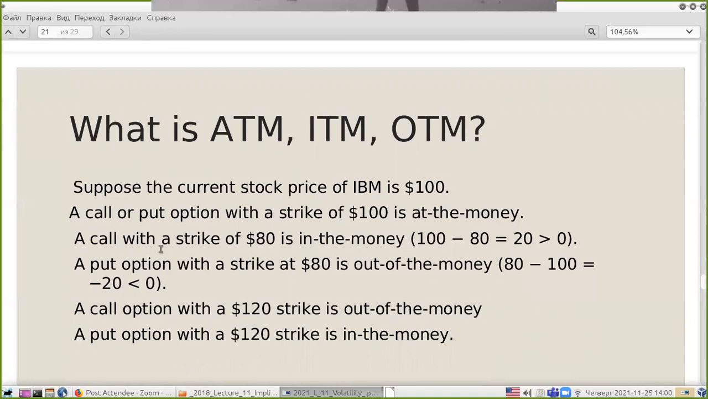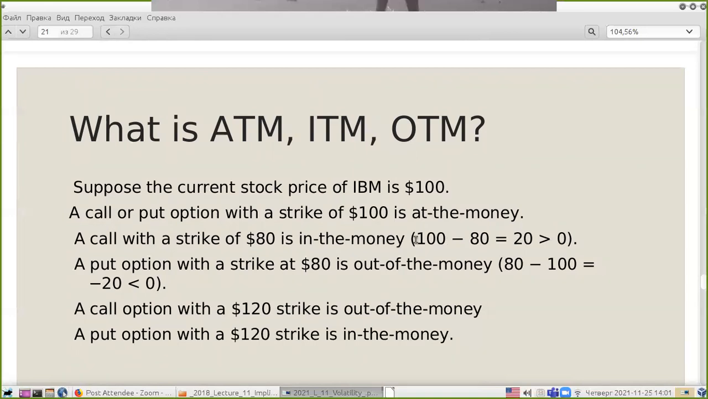Let's consider another situation. If we choose a call with a strike of 80, 80 is less than 100, and it is in the money. And for the payoff function, you remember, it is S minus K. So S minus K is 20 dollars, and it is more than zero. So if we have profit, or the payoff function is more than zero, it means that we have a call option in the money.